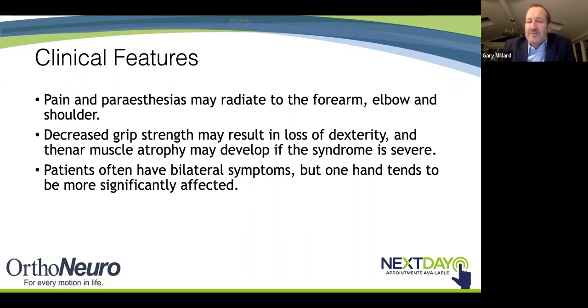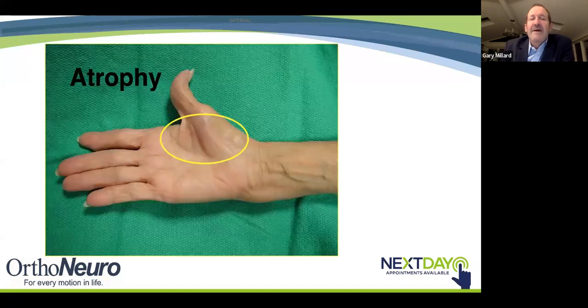I'll show you a picture in a minute, but atrophy of your thenar muscles, that's the muscles in the base of your thumb, those can atrophy, and that's usually a sign of severe carpal tunnel. Again, patients often will have bilateral symptoms. Generally, one hand will be worse than the other, and a lot of times it does not coincide with the hand of dominance.